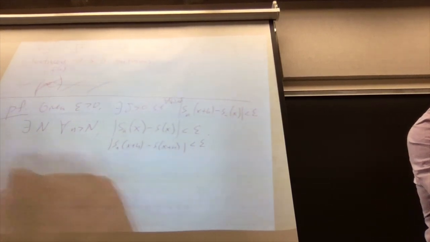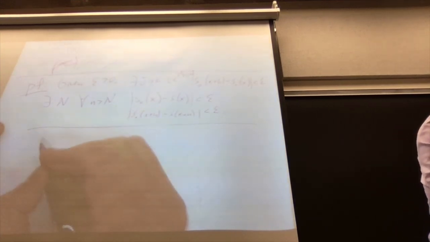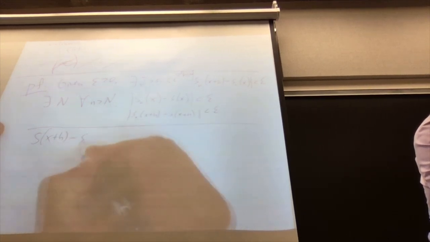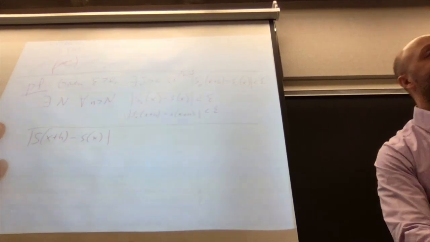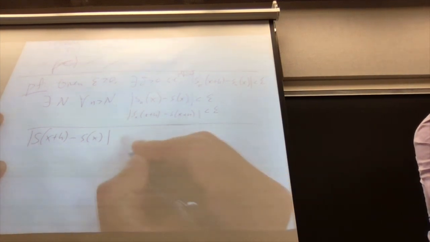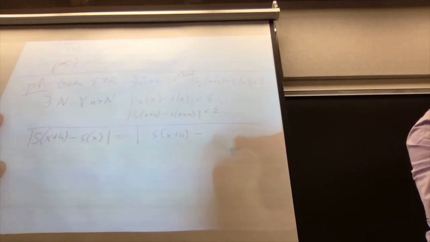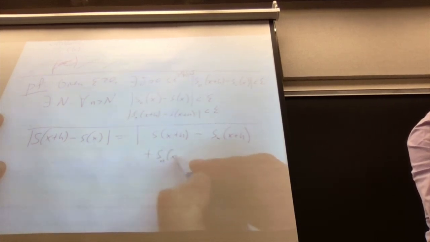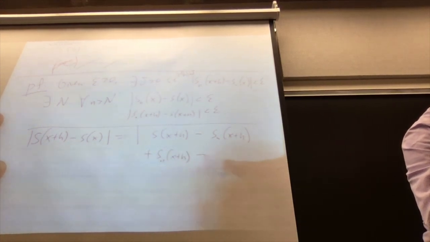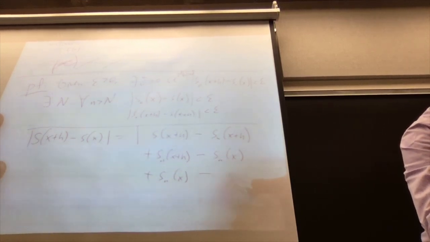So then here's the proof. If you look at S of x plus h minus S of x, I can write that as S of x plus h minus S sub n of x plus h, plus S sub n of x plus h, I just added and subtracted the same thing, minus S sub n of x, plus S sub n of x minus S of x.